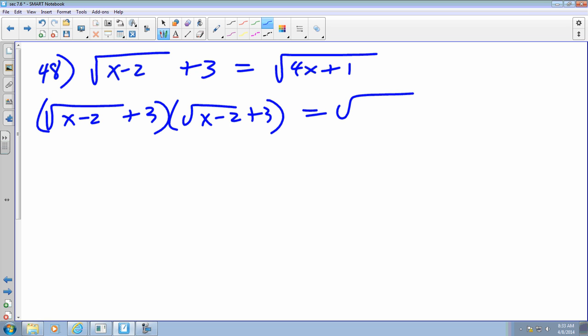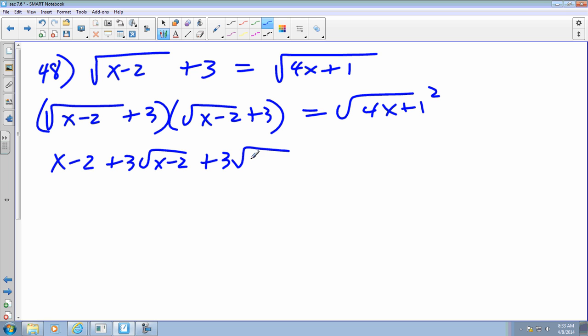And on this side we have 4x plus 1 squared. Let's FOIL this side out. We get x minus 2. Outside times outside gives me 3 square roots of x minus 2. Inside times inside gives me 3 square roots of x minus 2. And then last times last, 3 times 3 gives me 9. On this side, the square root and square are opposite operations, so the square root and the square just go away.